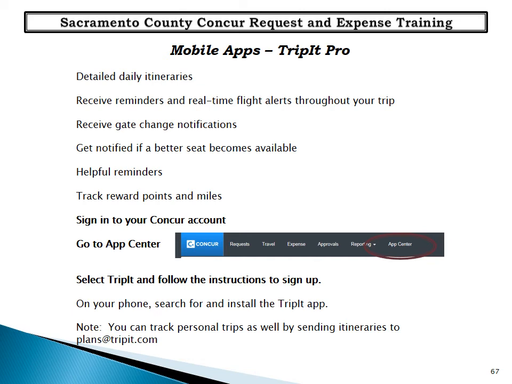Another mobile app to try is TripIt Pro. It gives you detailed daily itineraries. You can receive reminders and real-time flight alerts throughout your trip. You can receive gate change information and also get notified if a better seat becomes available. It provides you with helpful reminders and can track reward points and miles.